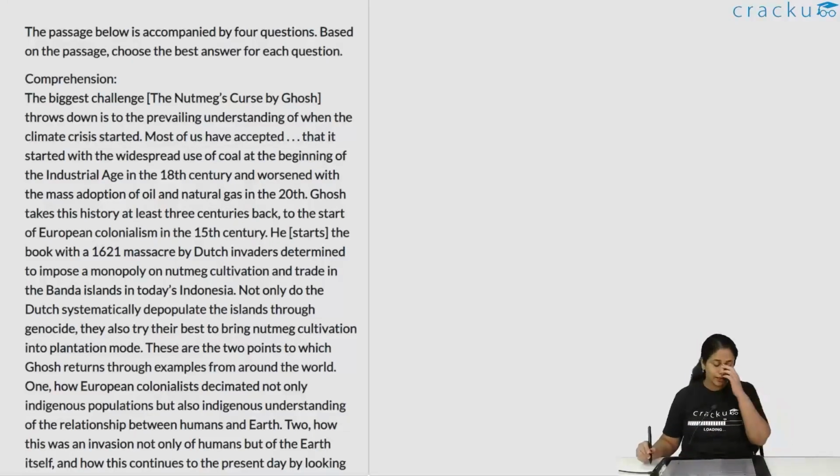The biggest challenge the Nutmeg Curse by Ghosh throws down is to the prevailing understanding of when the climate crisis started.